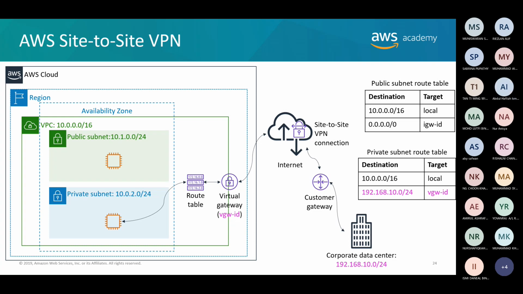Untuk private subnet route table dia letak the destination, destination is corporate data center lah, 192.168.10.0/24. So dia kena lalu virtual gateway ID.